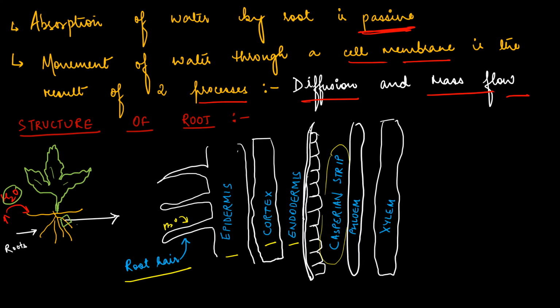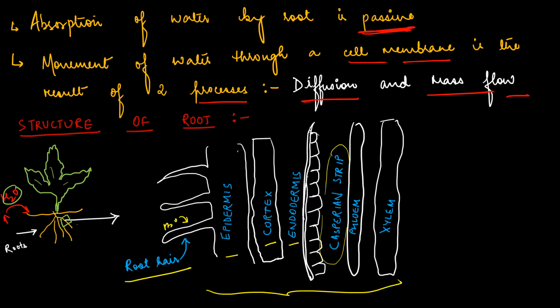So if I tell you about a root, this is a root. This is what we see as root. But if you see the internal morphology of the root, it looks something like this. Clear? Just next to the root here is your epidermis, then cortex, endodermis. Now inside the endodermis there are very specialized cells. We call them Casparian strips. Clear? Just next to Casparian strips are present phloem and xylem. So water will be moving from epidermis to cortex, cortex to endodermis, endodermis to Casparian strips, phloem, xylem.